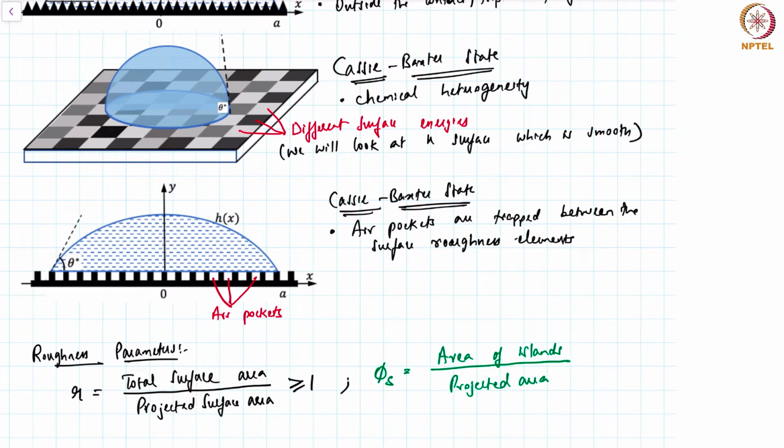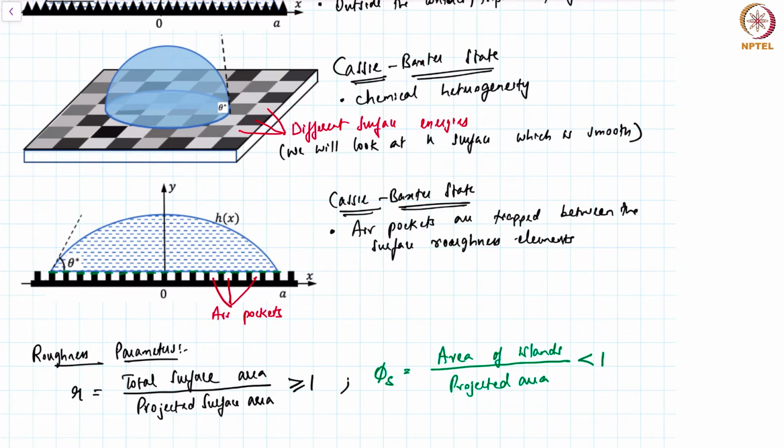So I'm really referring to these islands here. This is an island. I hope you can see this. I'm highlighting them with green. These are the little islands where the drop is basically making contact with the solid. In all the other places, it is supported on an air pocket, right? And clearly this quantity has to be less than 1. Now, if this quantity is exactly equal to 1, then you have a smooth surface, right?